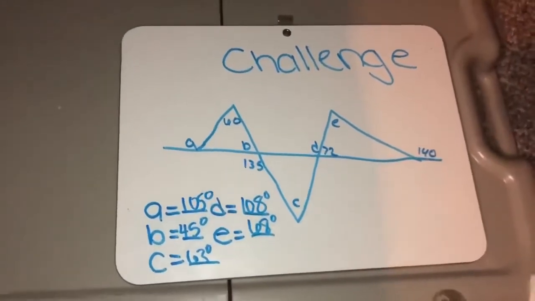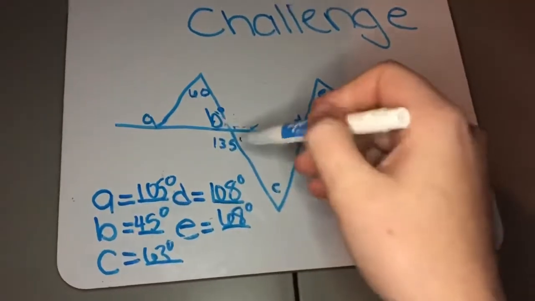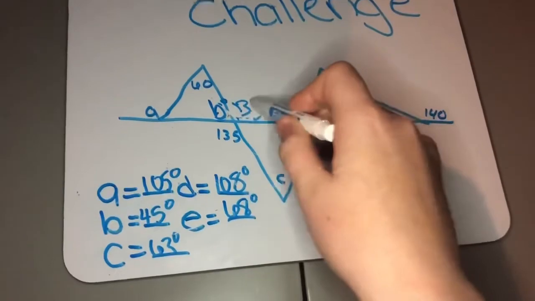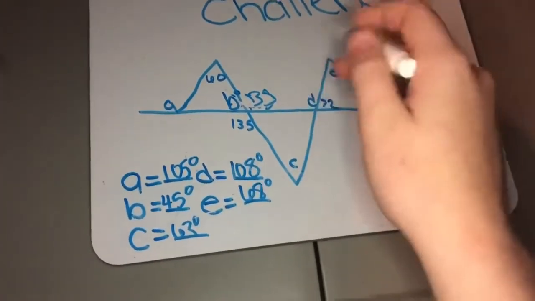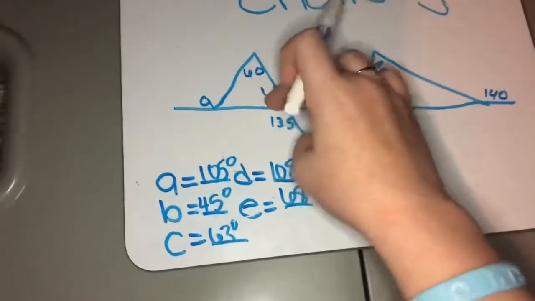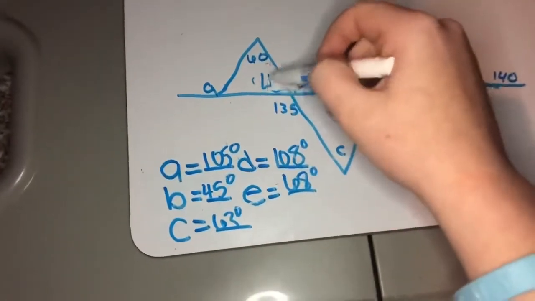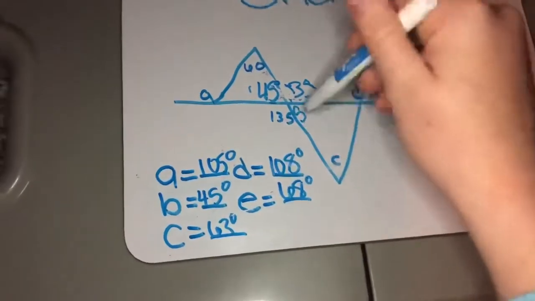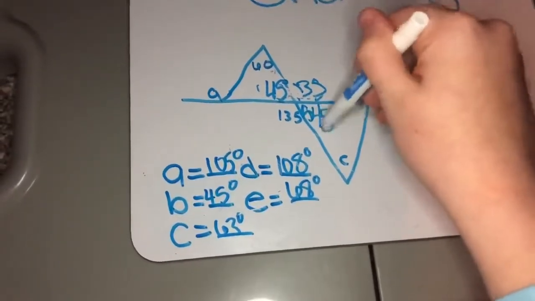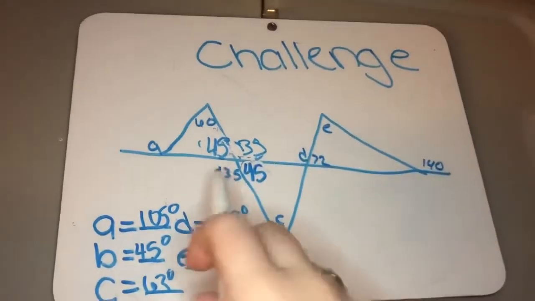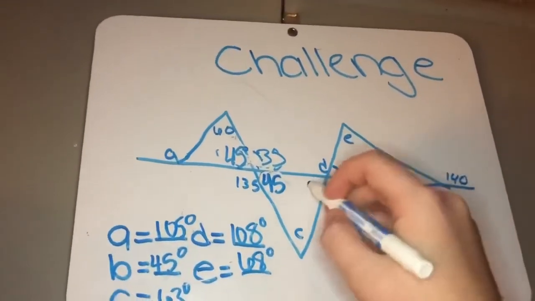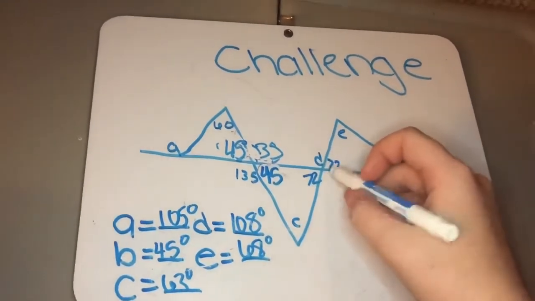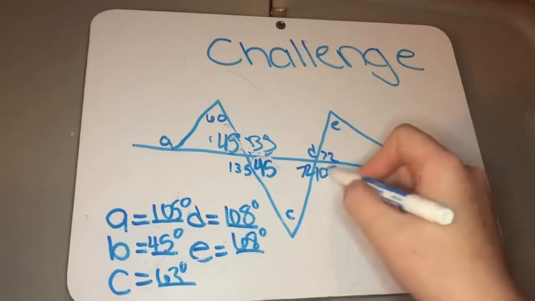Now, I'll help you get those answers by finding variable B. Since this is supplementary, we can take it and mirror the 135. Now, you want to subtract 135 from 180 to get your answer for B, which is 45. Now, you can mirror 45 to help yourself later on in the video. We're going to do the same thing that we did with variable B to variable D. We're going to mirror 72 and then subtract that from 180 to get 108 degrees.